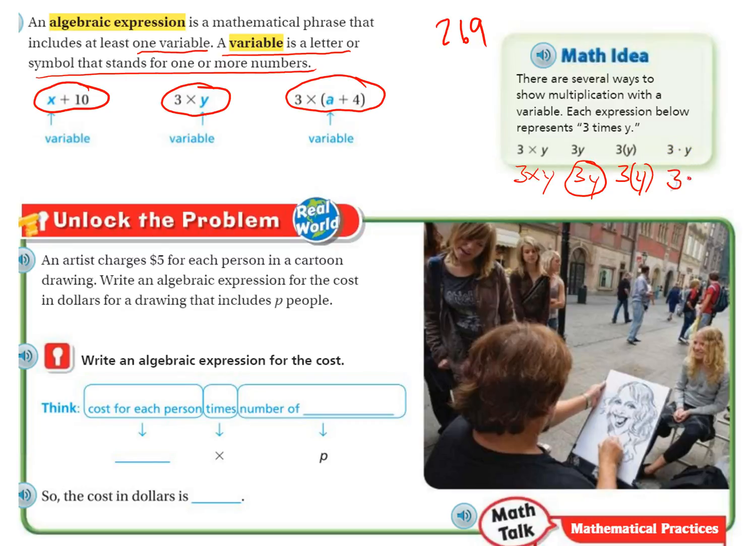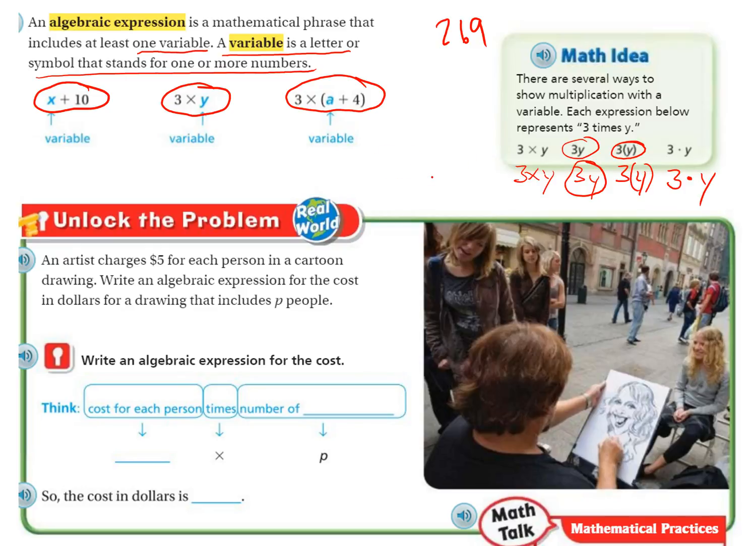And then multiplication can also be written with just the dot, 3 times y. Okay, so this is important to remember, especially these two ways. A lot of students forget that. So if you have AB, that means A times B. If you have 4x, that means 4 times whatever x equals.